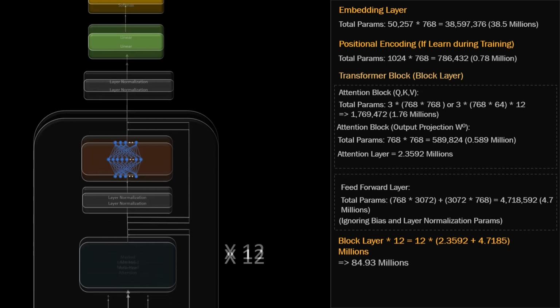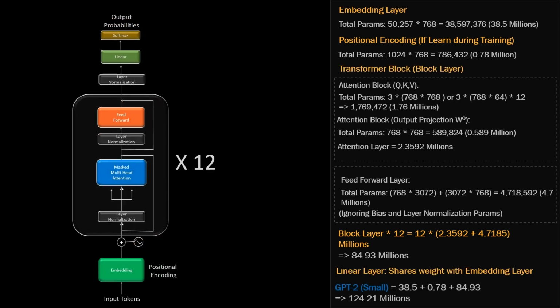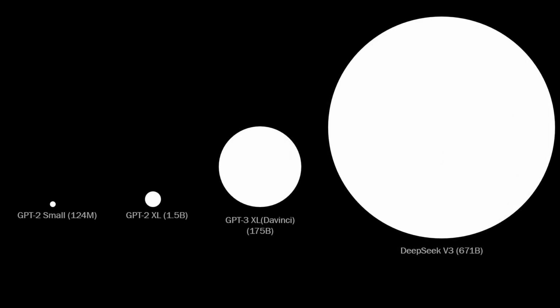After that, we have the final linear layer, but since this layer shares parameters with the embedding layer, we do not count them separately. Summing up all these components, the GPT-2 Small model has a total of around 124 million parameters. However, this is considered a small model compared to modern large-scale LLMs, which now contain billions or even trillions of parameters. These larger models have deeper architectures with more trainable layers, larger model dimensions, and additional repetitions, making them significantly more powerful.